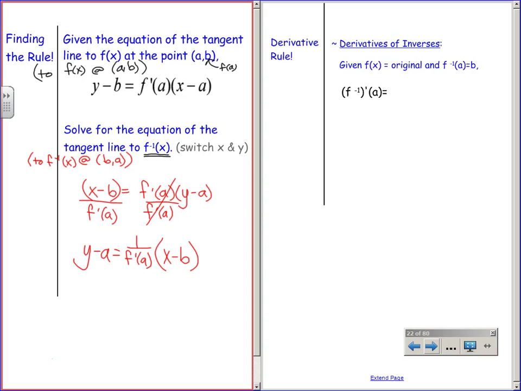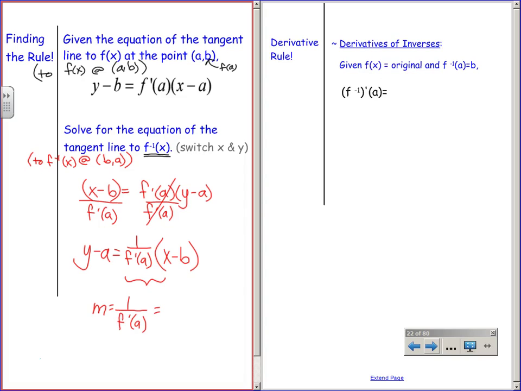Is this still an equation of a tangent line? Yeah. Does this still have y minus y1 equals m times x minus x1? Yeah. Who's in the x1 spot? B. Oh, that makes sense. It switched. What's in the y1 spot? A. It switched. What's in the m spot? Yeah. But question, who is the m of a tangent line of a function? Isn't that the derivative?